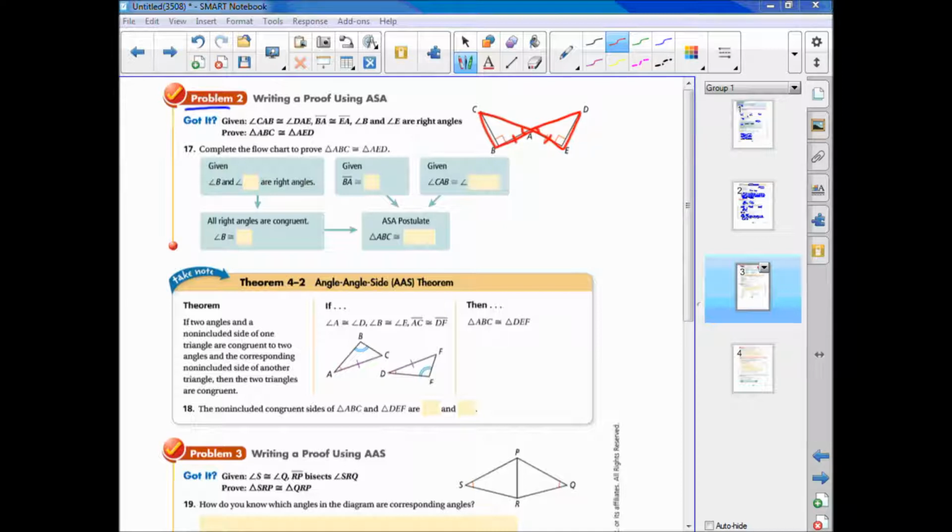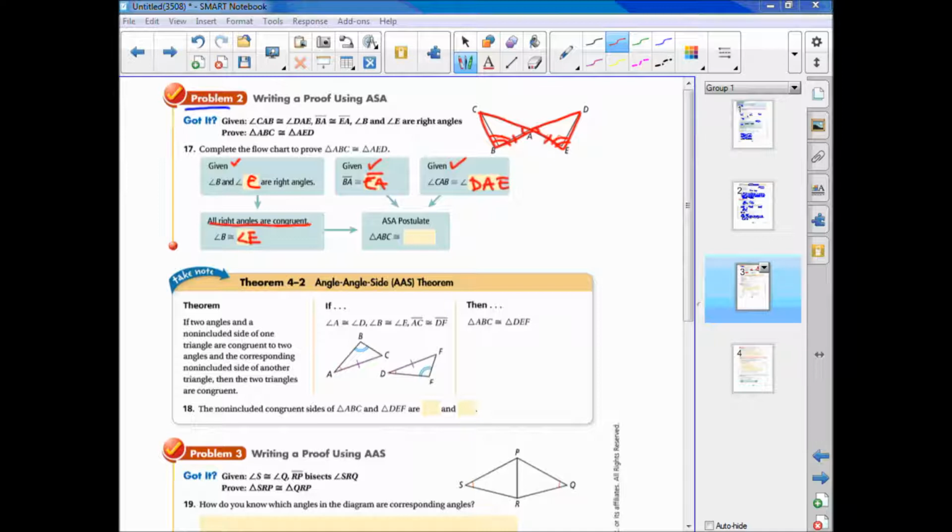So to complete the flow chart to prove those 2 triangles are the same, in our flow chart we have the 3 givens. So we'll go ahead and fill those in again. And the first given we have B and E are right angles. And the second one we have segment BA is congruent to segment EA. So side BA and EA are the same. And in the third one, we have CAB is congruent to angle DAE. Okay? All right, so we know that all right angles are congruent. So we can say B and E are congruent. So we could go back and remark our diagram with double marks here, okay, to show that they're the same.